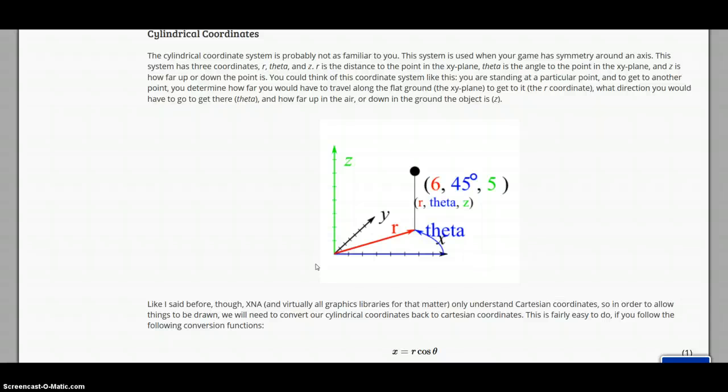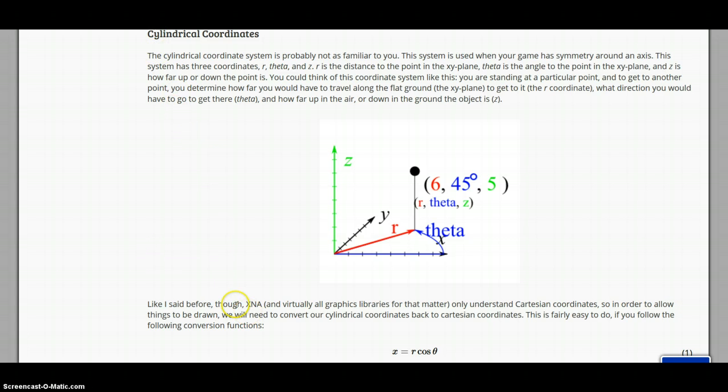So the cylindrical coordinates are like told here. The 0 point is a particular point at that given time, and to get another point, r is the distance from the current point to the destination point, theta is the angle representing the direction you must go to get to that point, and z is how much up or down in the air the point is from the current point.